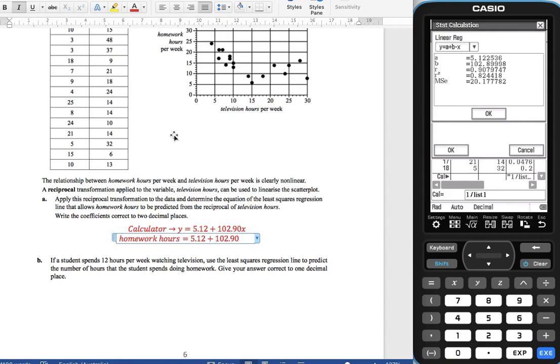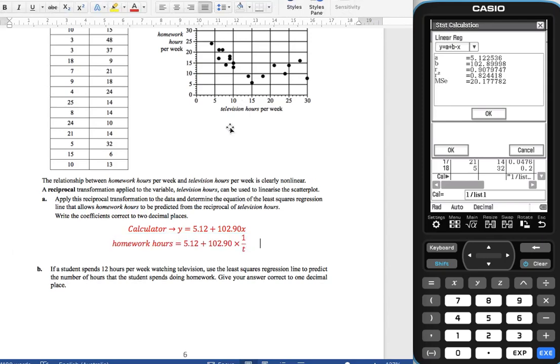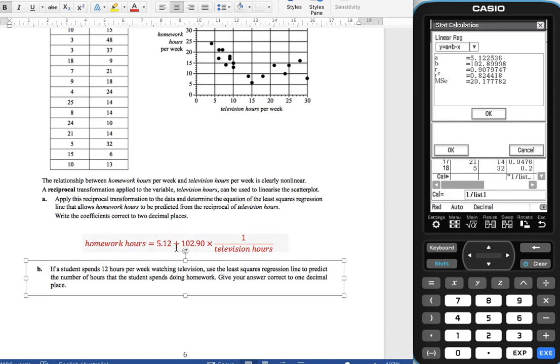And the x variable is not just television hours, but what we transformed it to, which was 1 over television hours. So we can write this as one over television hours. Okay, and it's important to put the names of the variables, but also the transformation into the equation. And so our final answer is homework hours equals 5.12 plus 1.290 times 1 over television hours.